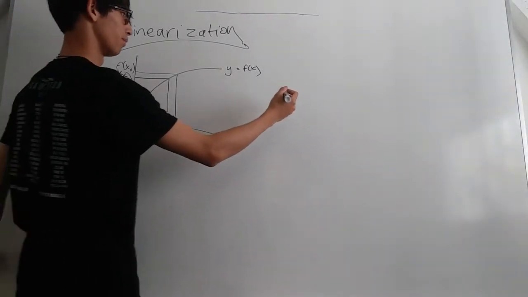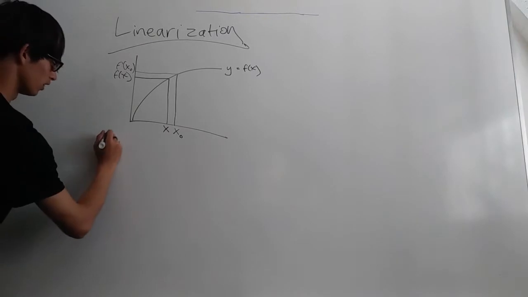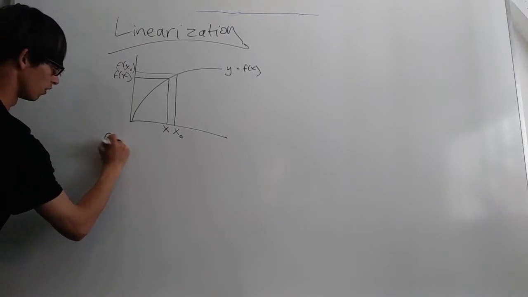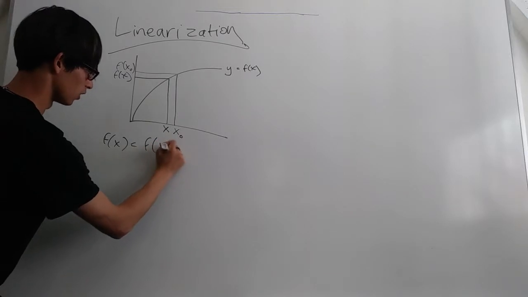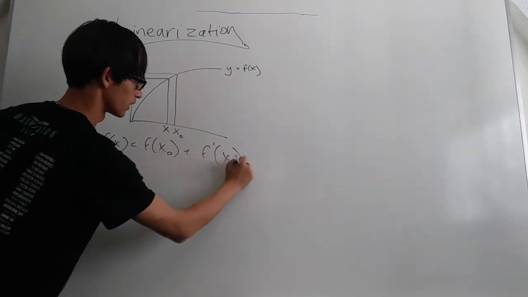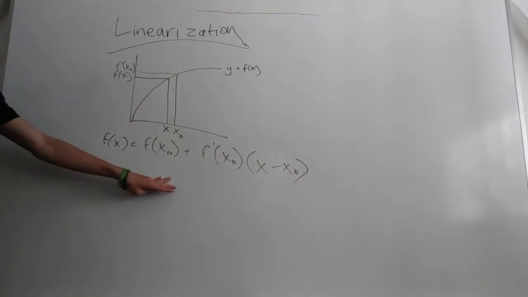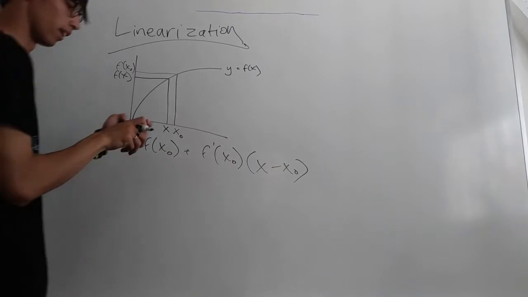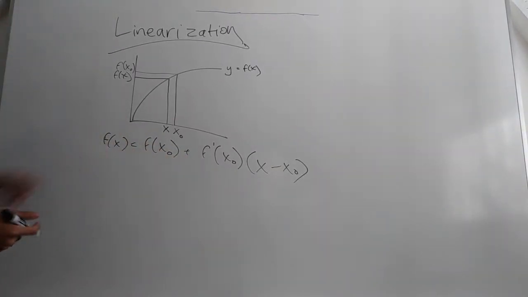So now, for linearization, let's just go with the formula. Linearization would be f of x is equal to f of xo plus f prime of xo times x minus xo. I'll get to how we get that in a second, but that's the general equation that we want to get to find f of x.